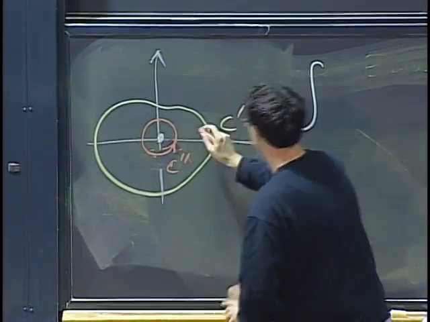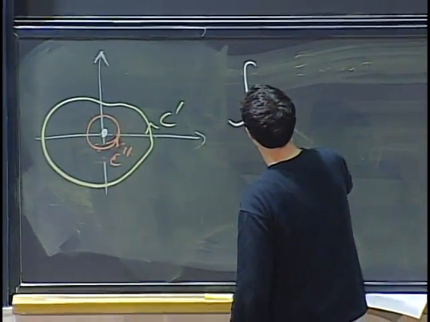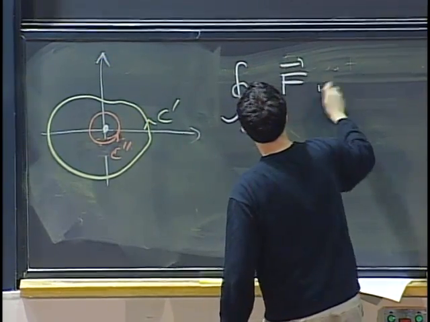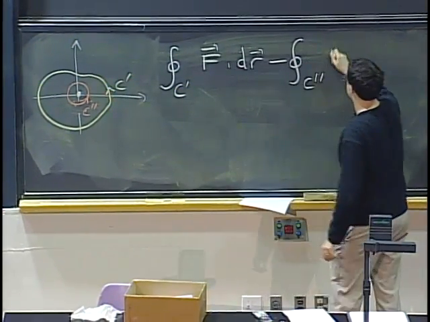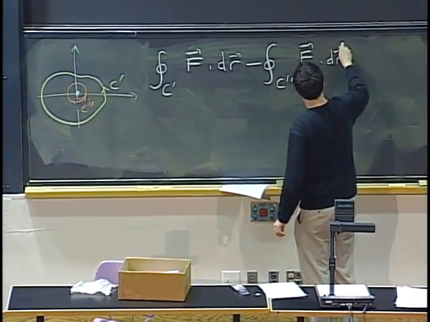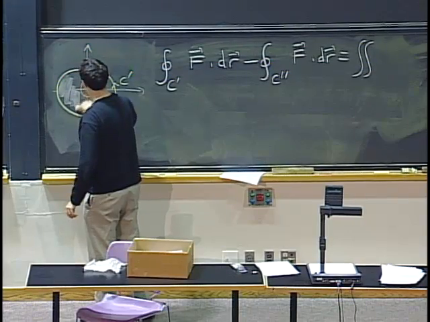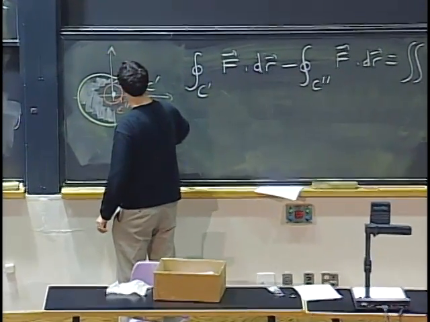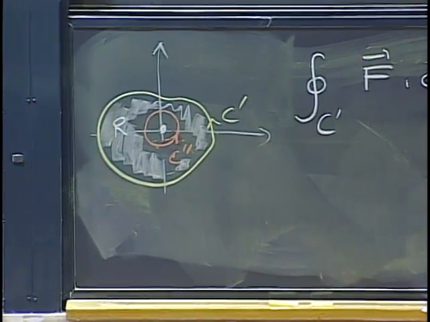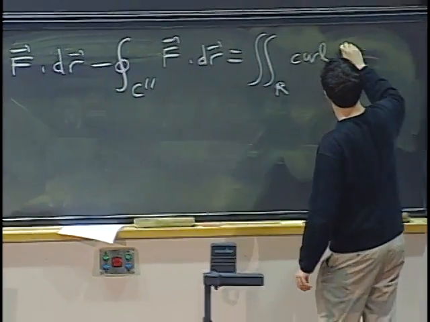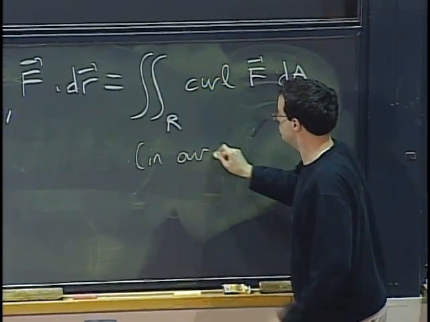So let's say we have C prime and C double prime, both going counterclockwise. Then I claim that Green's theorem still applies and tells me that the line integral along C prime minus the line integral along C double prime is equal to the double integral over the region in between, so here now it's this region with a hole, of the curl. And in our case, that will turn out to be 0 because curl is 0.